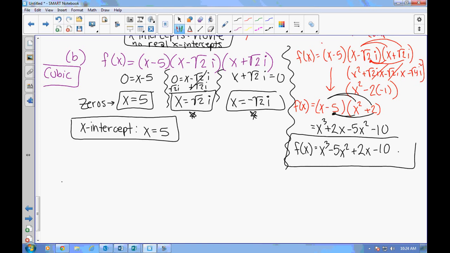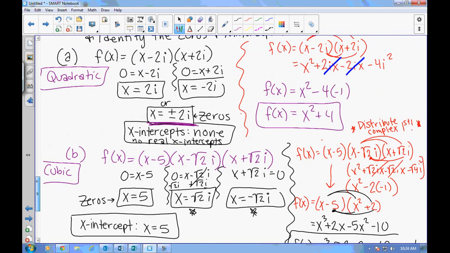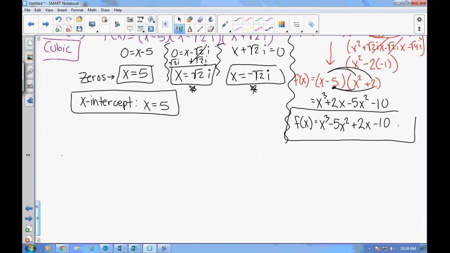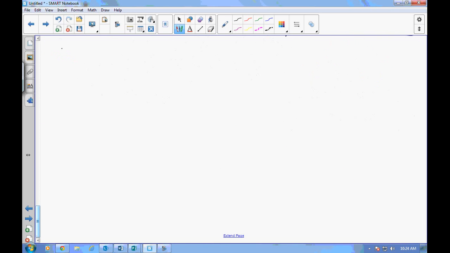Okay, we're going to do one more example for your homework. I told you it was long. That's why I gave you a break in the middle. Okay, so this was example 6. Lucky number 7. Example 7, different type of problem. Find a polynomial given the following zeros.